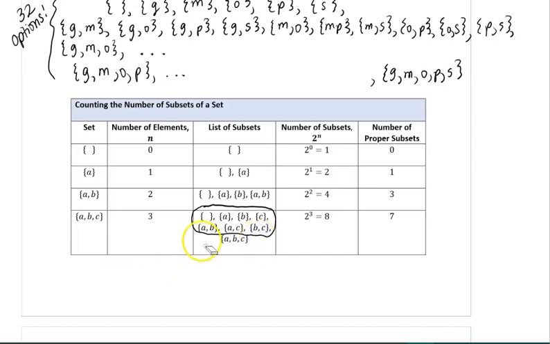Or if we had the set with just A and B, and we listed the 4 subsets, the first 3 of them would be proper subsets. The last one would not be, again, because it is equal to the original, and therefore it is not a proper subset. So notice that if we were to calculate the number of subsets, the number of proper subsets will always be 1 less than that. We're removing the subset that is equal to the original set.